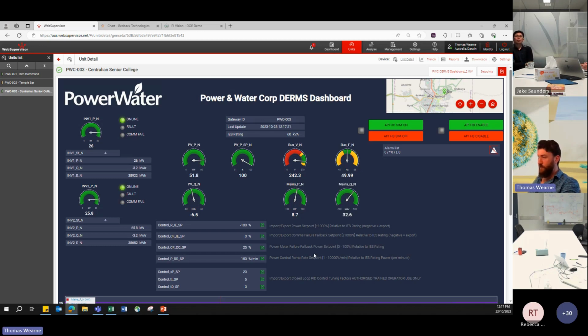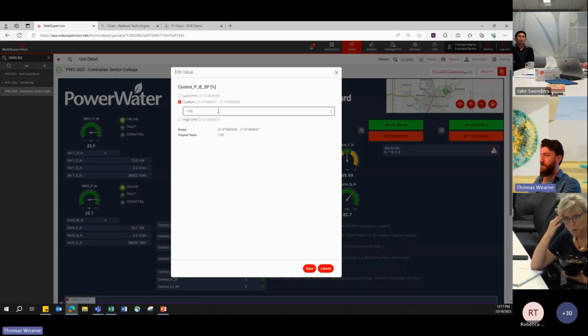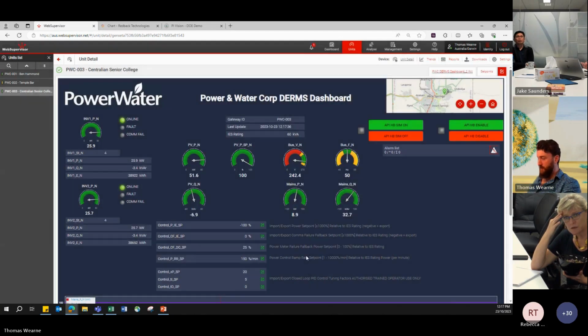So the controls, all of which, as I mentioned, are mapped to API. So this could all be done automatically using an internet-based system. We're able to basically just issue a set point in fine granular fashion. If I wanted to tell this site to stop producing solar, it's as simple as changing a value.